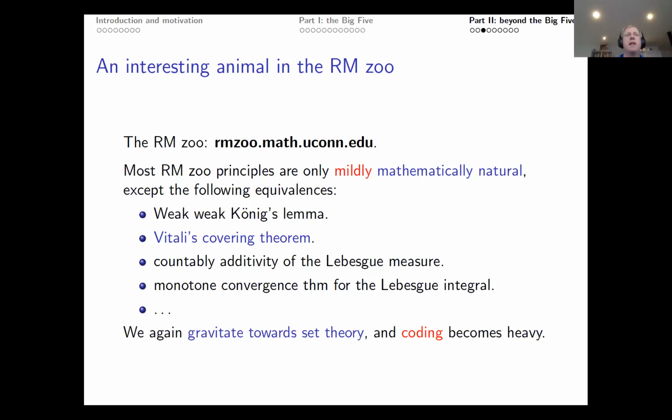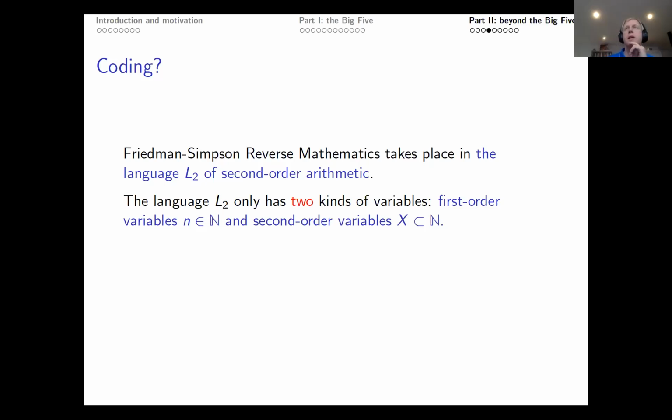And coding becomes rather heavy. This is something I haven't mentioned because I wanted to first give you the conceptual picture, but coding becomes heavy. So what is coding? This is something I've swept under the carpet. Friedman-Simpson reverse math takes place in the language of second-order arithmetic, where there are only two kinds of variables, for natural numbers and for sets of natural numbers.